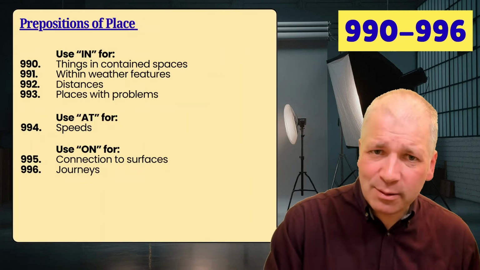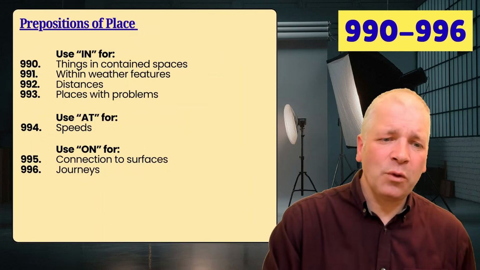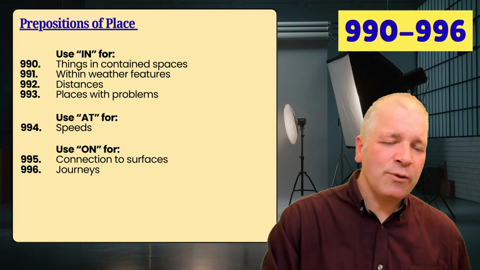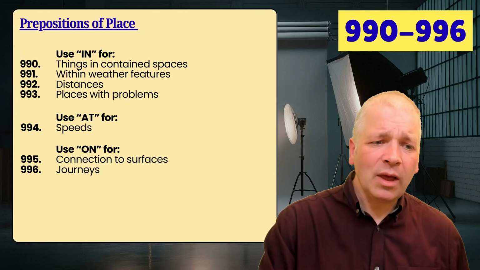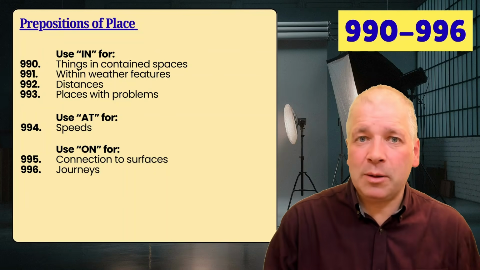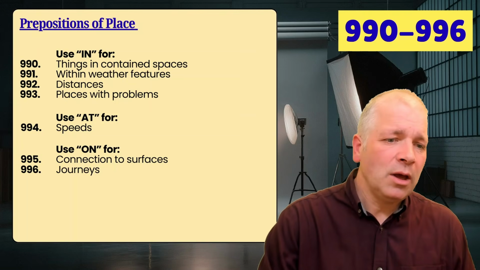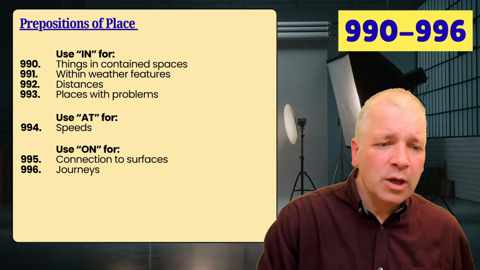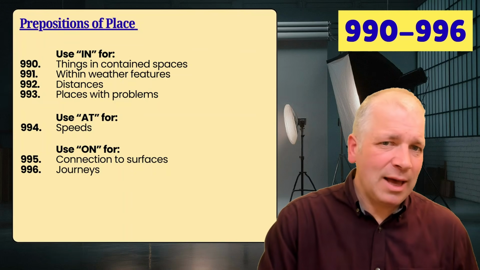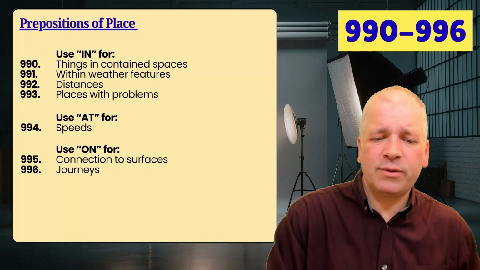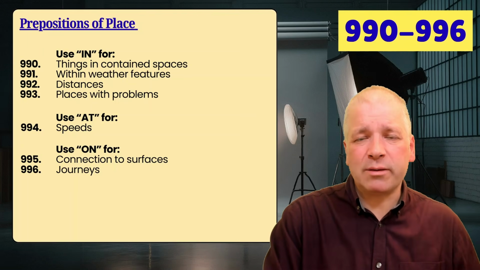Now with place, you can use in for things in contained spaces. It's in a box. Within weather features, distances and places with problems, such as in hospital, in prison. Weather features: in the wet, in the cold. You can use at for speeds. I'm traveling at 100 kilometers per hour. Or on for connection to surfaces. It's on the wall. Or journeys. I'm on a trip.